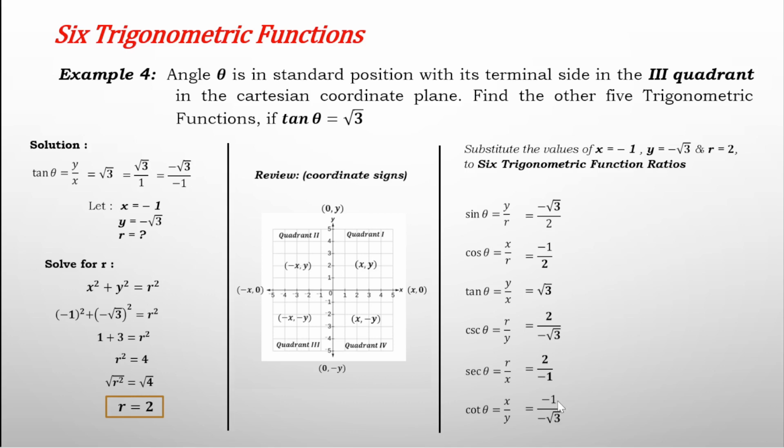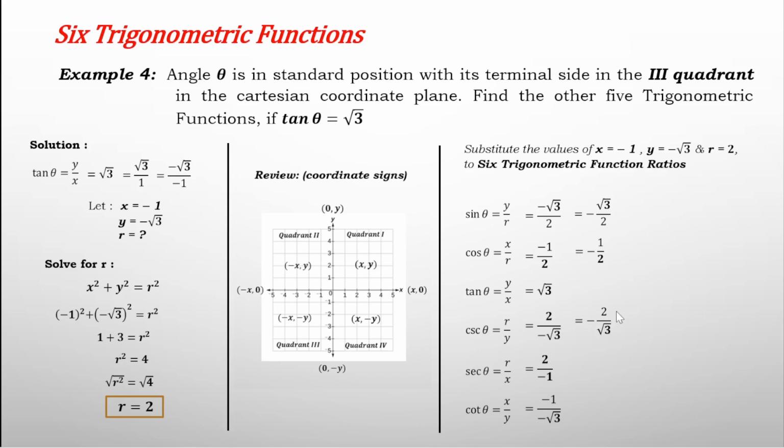So let us now simplify further. Negative square root of 3 divided by 2 is equal to negative square root of 3 over 2. Negative 1 divided by 2 is equal to negative 1 half. Then 2 divided by negative square root of 3 is negative 2 over square root of 3. But take note that the denominator is a radical, so we are going to rationalize the denominator now.